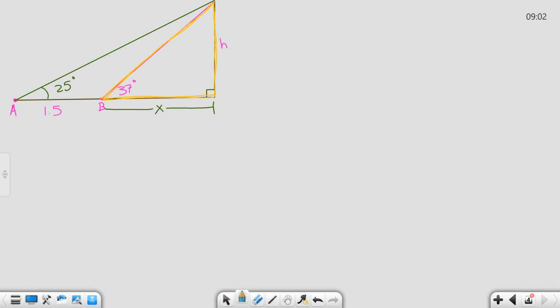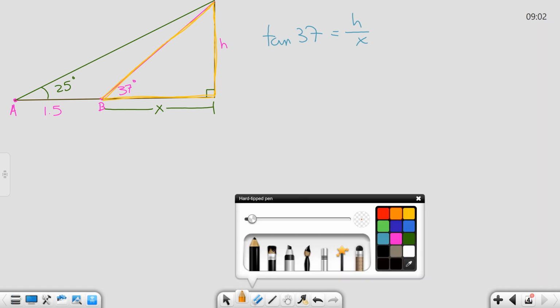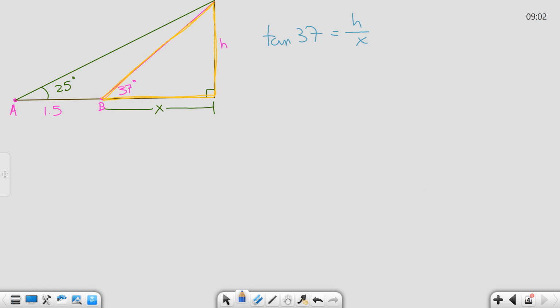Audrey. Awesome. Tangent of 37 degrees is equal to h over x. Audrey, can I solve that problem? No, two variables. If I have two variables, I can't solve it. I need a second equation. Okay. Let's use blue. Now we look at the big triangle. What trig equation do we get from the blue triangle?